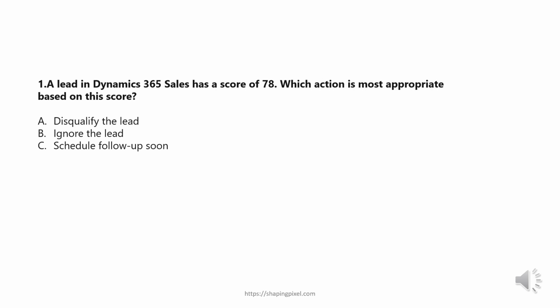A lead in Dynamics 365 Sales has a score of 78. Which action is most appropriate based on this score? Disqualify the lead, ignore the lead, schedule follow-up soon. Correct answer is option C.